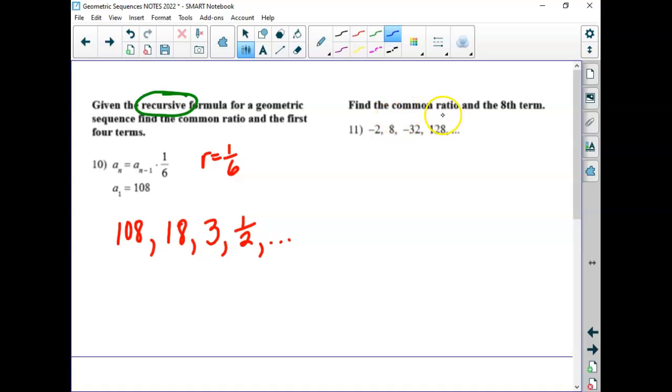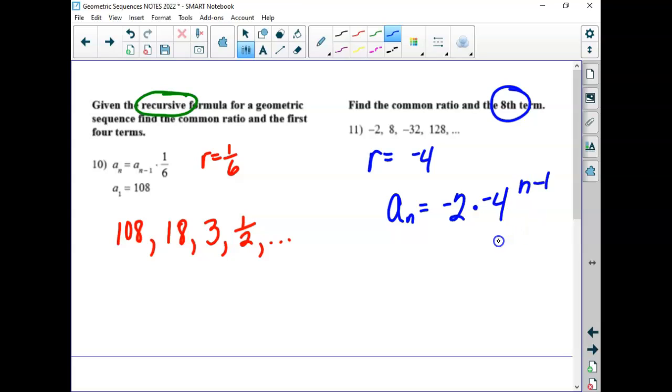All right, find the common ratio and the 8th term. Okay, what are they multiplying by here? Negative 4. So to get the 8th term, we could keep going, but there's a better way to do this. Can you write the explicit form? It goes a sub n equals the first term, which was negative 2 times the r, which is negative 4, to the n minus 1. But what do you have to have on this question? Got to have those parentheses. When you have a negative r, you have to have those parentheses.